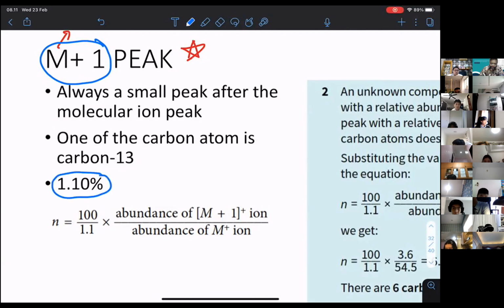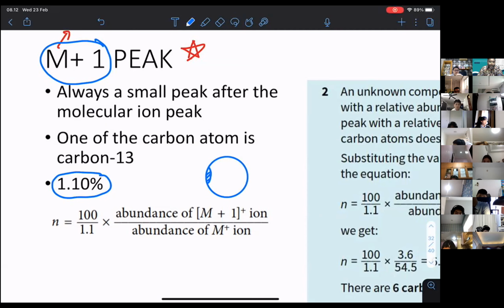It means that if you have a molecule, 1.1% of that molecule, a small fraction of that, contains carbon-13. One of the carbon atoms is carbon-13, so 1.1%. This one you memorize. But you can use this information to find out the number of carbon atoms that you have in this particular molecule.